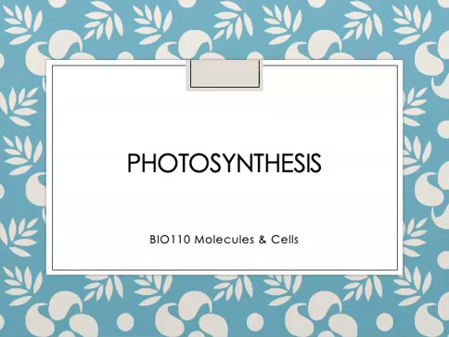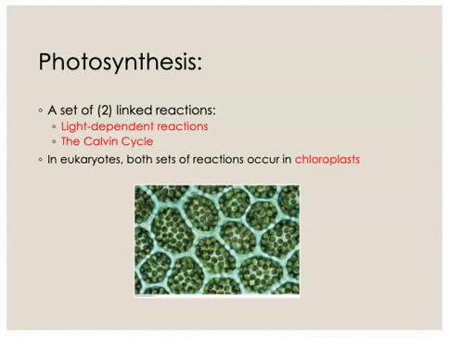Today we're going to be talking about photosynthesis. Photosynthesis is actually a set of two reactions that are linked together, what we call the light-dependent reactions and the Calvin cycle. In eukaryotic cells, both sets of reactions occur in the organelle called the chloroplast.